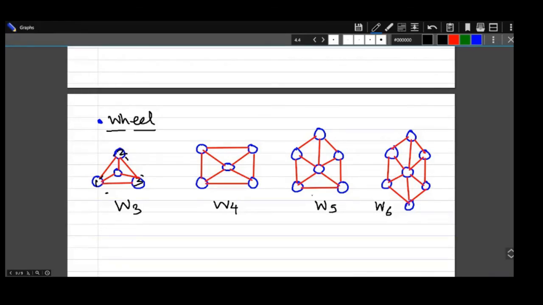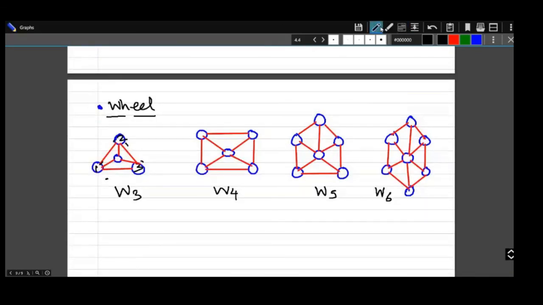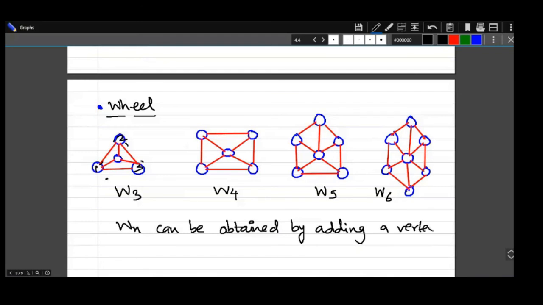Okay, so Wn, a graph with n vertices, can be obtained by adding a vertex. So Wn can, just now what we have done, be obtained by adding a vertex to Cn. Okay, Wn can be obtained by adding a vertex to Cn, obviously for n greater than 3.